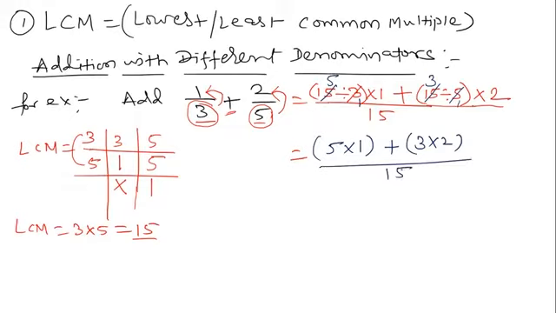We write here 15. 5 ones are 5, plus sign as it is, 3 twos are 6, denominator 15. That we got 5 plus 6 is equal to 11 divided by 15. This is one method. By this method, we can actually solve and try to find the addition with different denominators by the method of finding LCM. Now, the second, one of the easiest methods I am going to tell you. Look here.